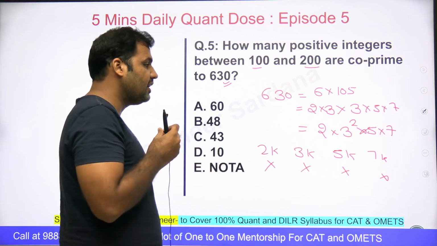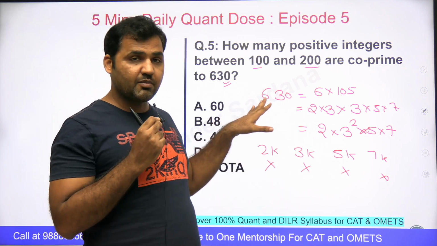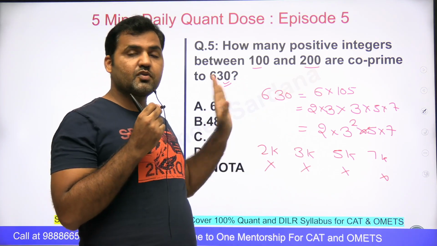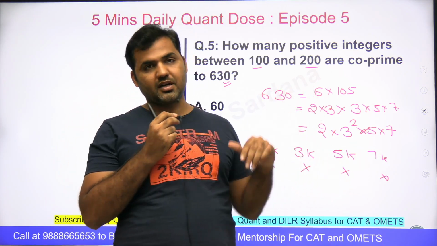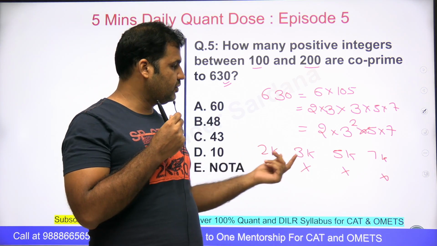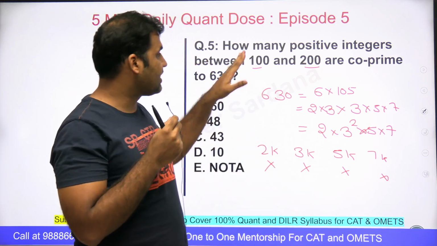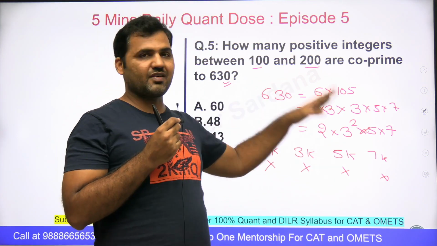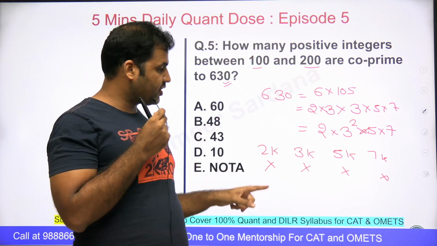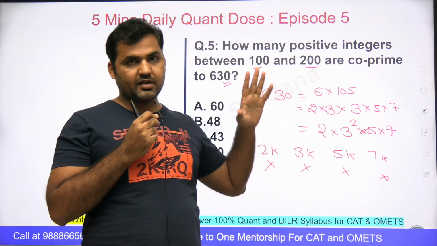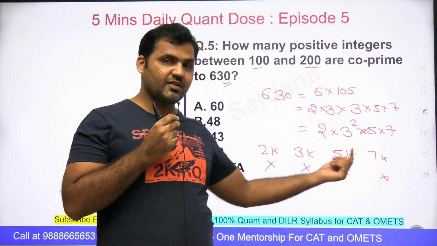So basically, to answer my question, how many numbers between 100 and 200 are co-prime with 630, I need to subtract from all the numbers between 100 and 200 those numbers which are multiples of 2, 3, 5 or 7. If I subtract all the numbers which are multiples of 2, 3, 5 and 7 individually, then the rest of the numbers will be co-prime with 630, because they will not have 2, 3, 5, 7 as factors.